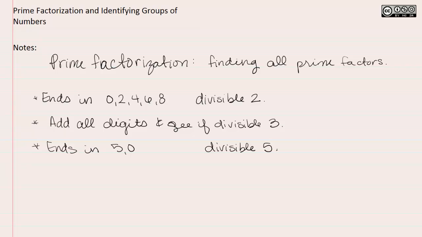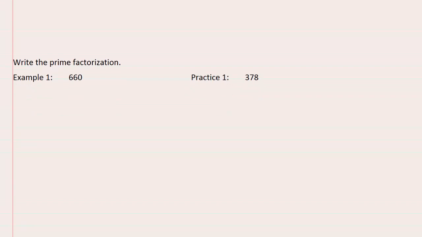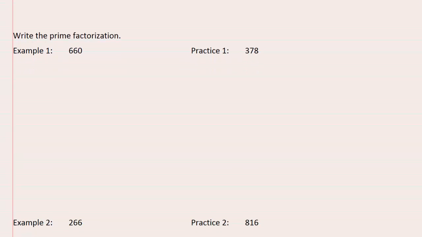When finding prime factorization, it doesn't matter the order you divide them. You're just looking for whatever factors you see and do those first. So let's look at example number 1. In example number 1, we need to write the prime factorization for 660. So first, 660 ends in a 0. So I know from my tips above, I can either divide by 2 or 5. I usually start with the smallest prime and work my way up. So let's start with 2. But remember, it doesn't matter which ones we start with.